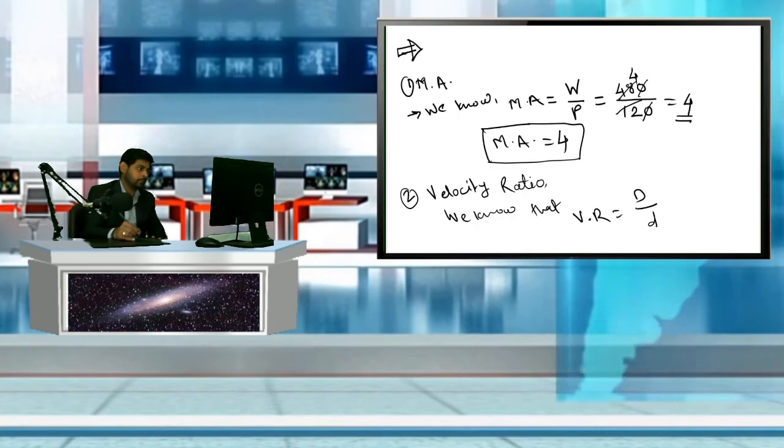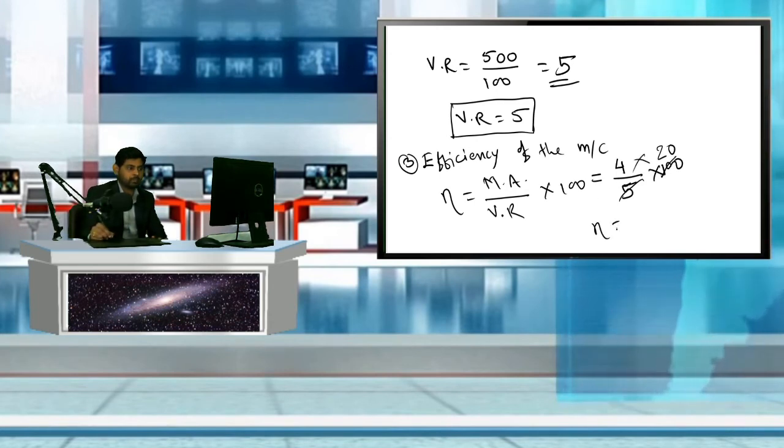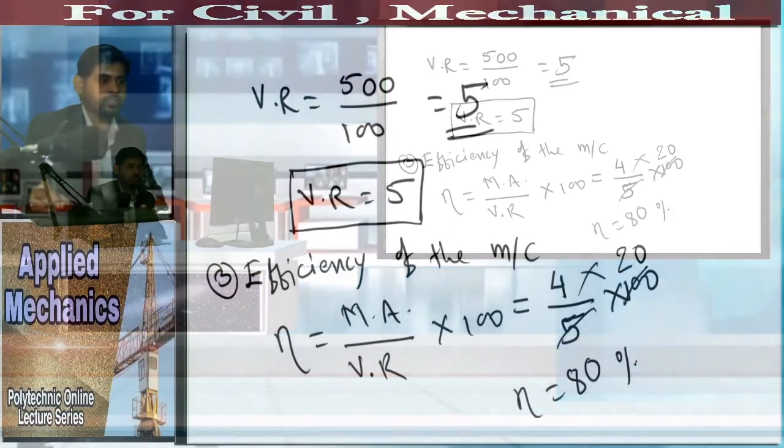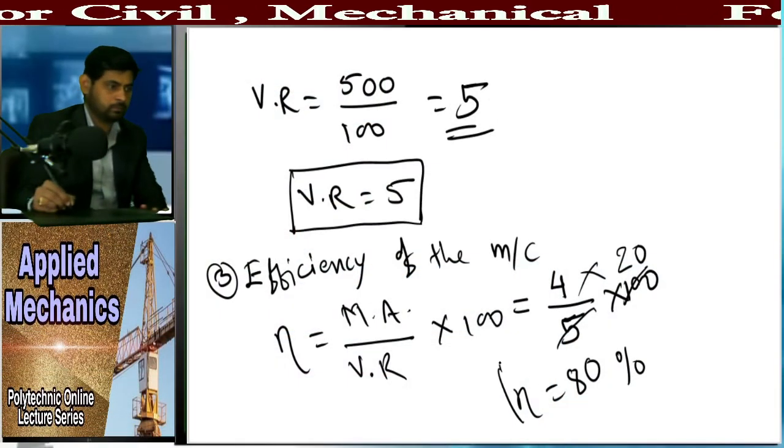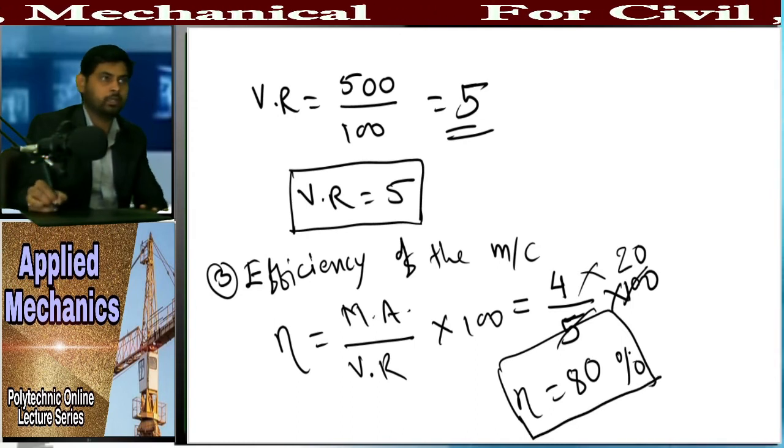Now we know the value of mechanical advantage, that is 4, and we know the value of velocity ratio also, that is 5. So mechanical advantage 4 divided by velocity ratio 5, multiplied by 100. Here 5 twos are 10, 2, and this 10 is remaining here. So 4 into 20 is nothing but 80%. So efficiency is 80%. So we have completed our numerical here.